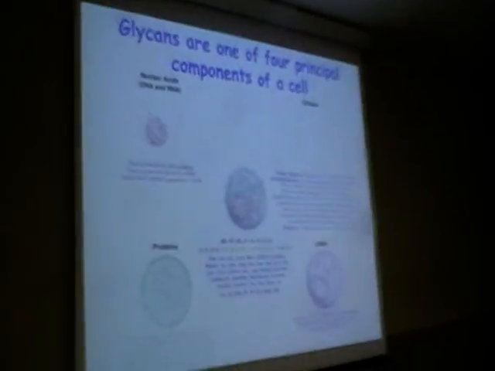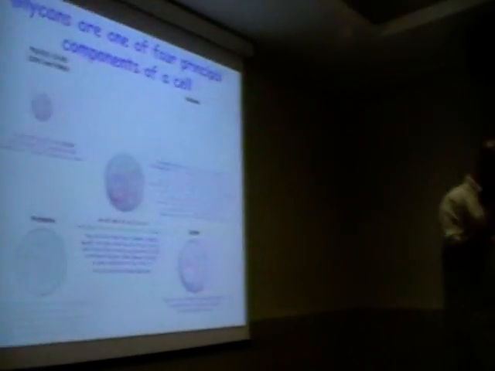Glycans are covering all the cells, so the picture should look more like this. You have a membrane, you have some proteins, and you have a lot of different glycans on top of it. Glycolipids, glycoproteins, proteoglycans, everything there is, it's mostly glycan. So, as a minimal baseline, we should all agree that glycans are one of the four principal components of the cell. You have DNA, you have proteins, you have lipids, and you have glycans.